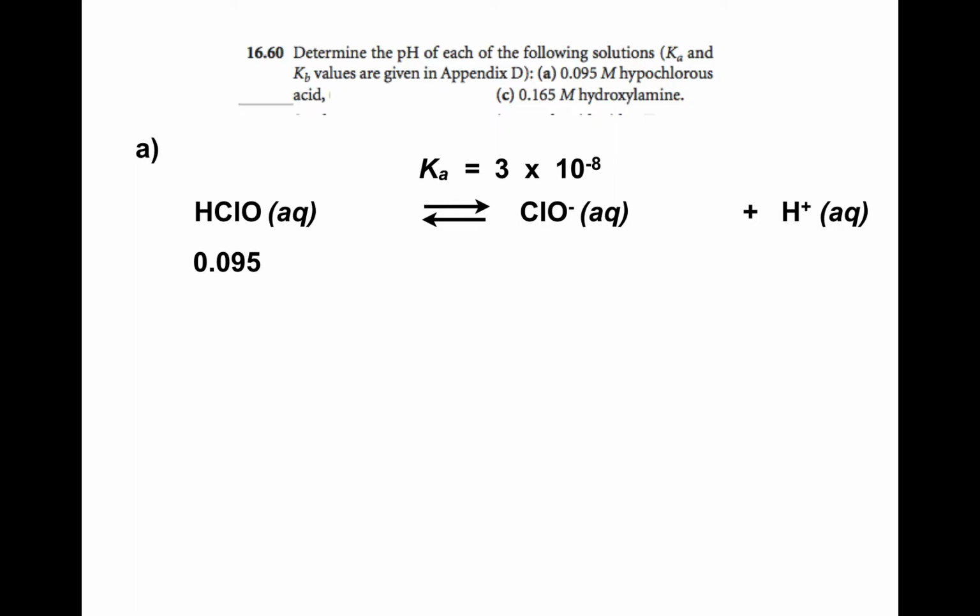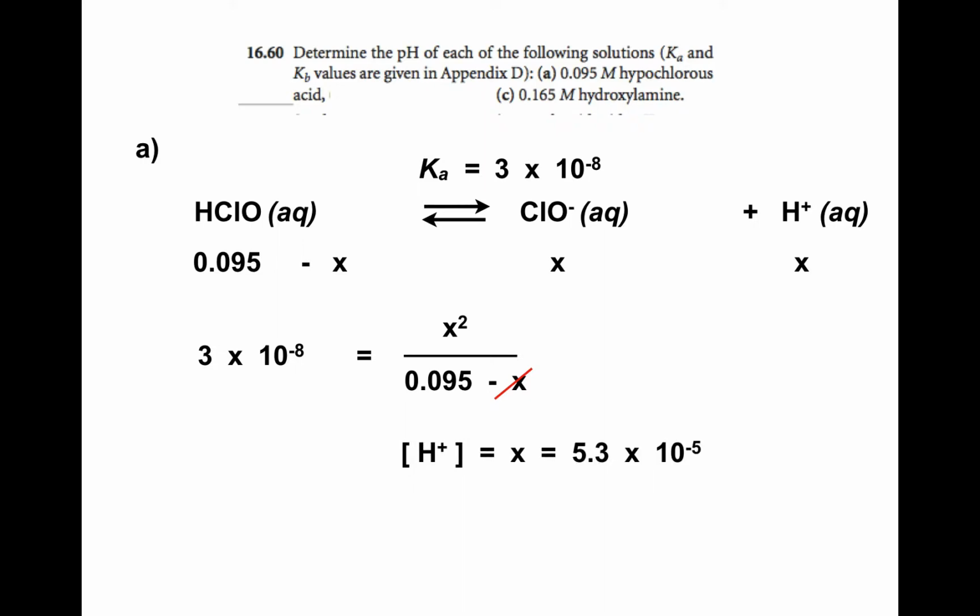We're starting with a very low concentration, but for every X amount of hypochlorous acid I lose, it's going to be inconsequential to that initial concentration. So X will equal the H plus concentration. Again, I can ignore the amount of hypochlorous acid I'm losing. Solve for X. Take the negative log and get the pH. So these are just, Ka expressions are just equilibrium expressions. Solve for X, and that gives us the H plus concentration. Take the negative log, get the pH.